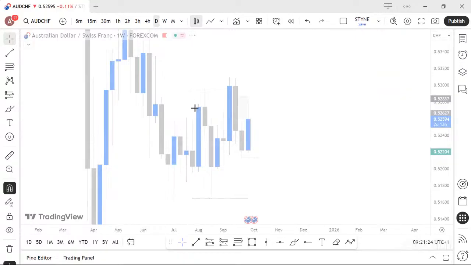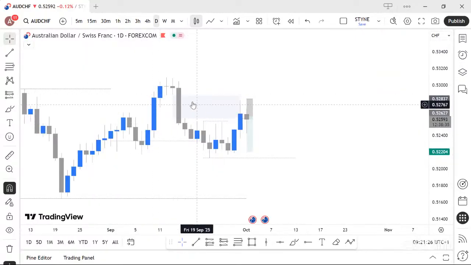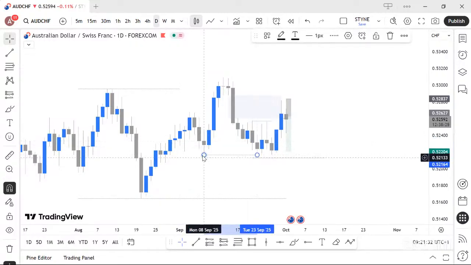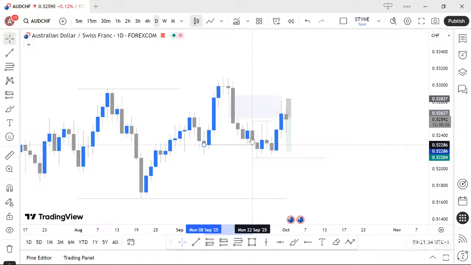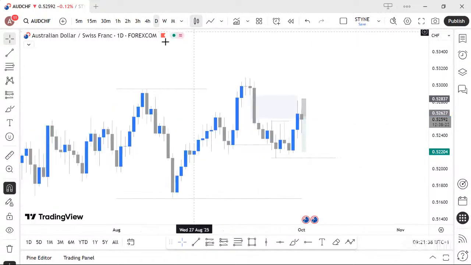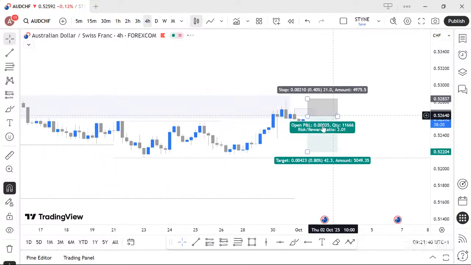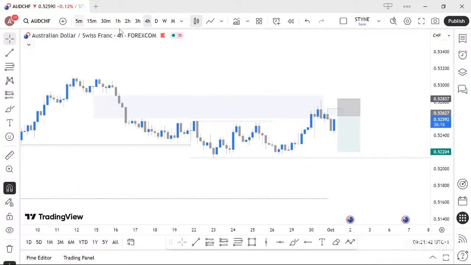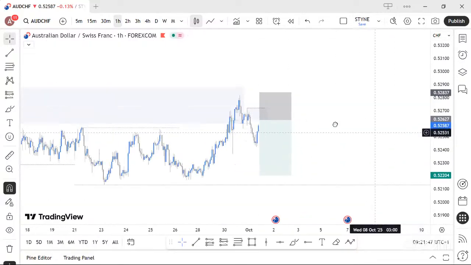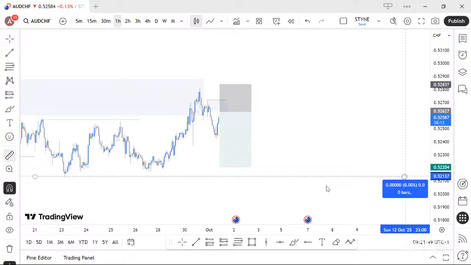That is what gave birth to this daily fair value gap that we're interested in. And then you can see the way price went to take all of these areas. Look at the line chart. What do you see? You see that we had a change of character. So that's why I am very much looking for price to trade back into this zone and then give us a sell-off from this zone. So that's the view for AUDCHF.